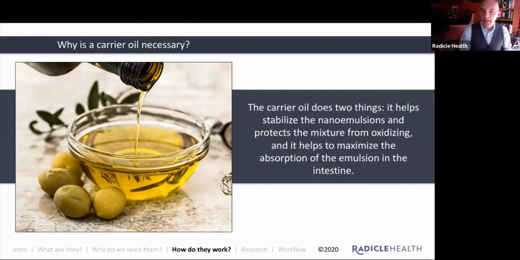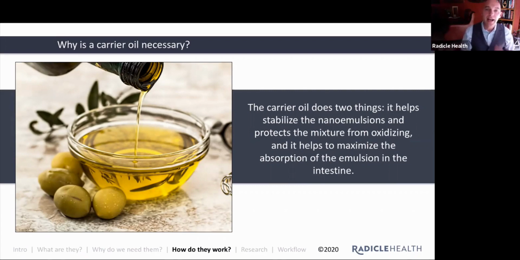So maybe a couple of you are thinking, why do we need carrier oil? Cannabinoids are lipids, right? They're fat soluble. Why don't the micelles just form right around the cannabinoid lipids? Why is the carrier oil necessary? It does two things. First, it helps stabilize the nanoemulsions. It protects them from oxidizing, especially if the formulators are using long-chain triglycerides. When long-chain triglycerides are used in this manner, they're often referred to as ripening retarders. So they prevent oxidation and ripening. And then second, the carrier oil helps to maximize the absorption of the emulsion in the intestine.